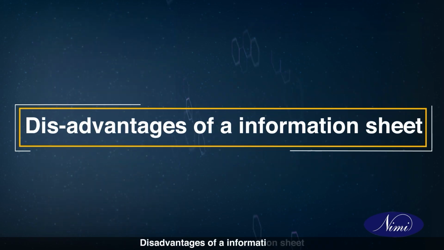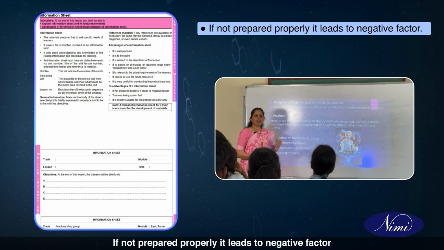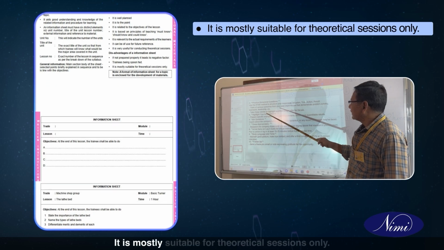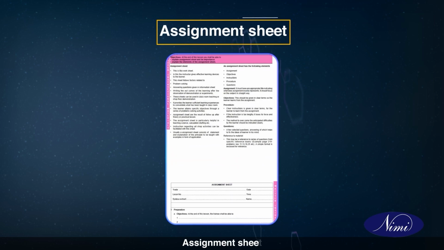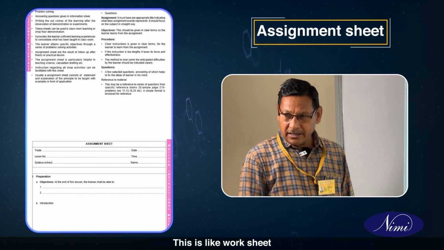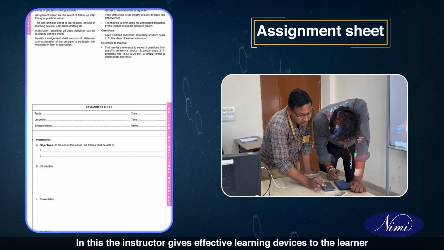Disadvantages of an information sheet. If not prepared properly, it leads to negative factor. Trainees being spoon-fed. It is mostly suitable for theoretical sessions only. Assignment sheet. This is like a worksheet. In this, the instructor gives effective learning devices to the learner.